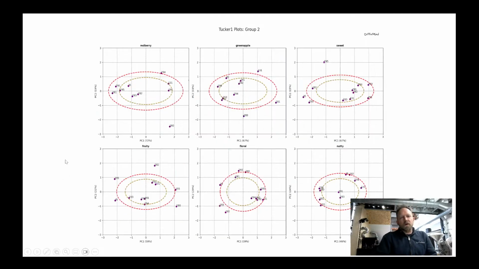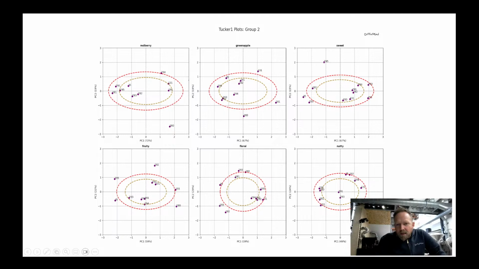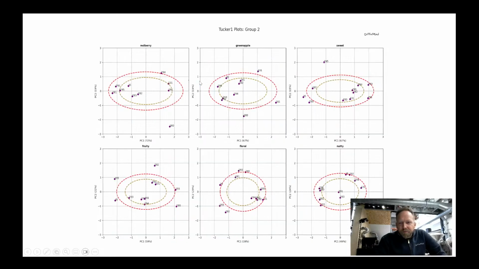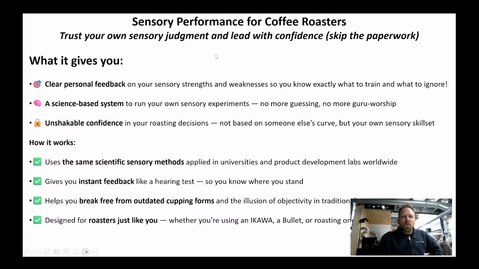And even if we identify who needs to be trained, you can see here, for example, on nuttiness, Assessor 282. And we can see here, it seems like 282 just has a lot of variation, bigger variation than most of them, and is scoring higher. So this is explaining how they are different. So you can easily use this for training people.